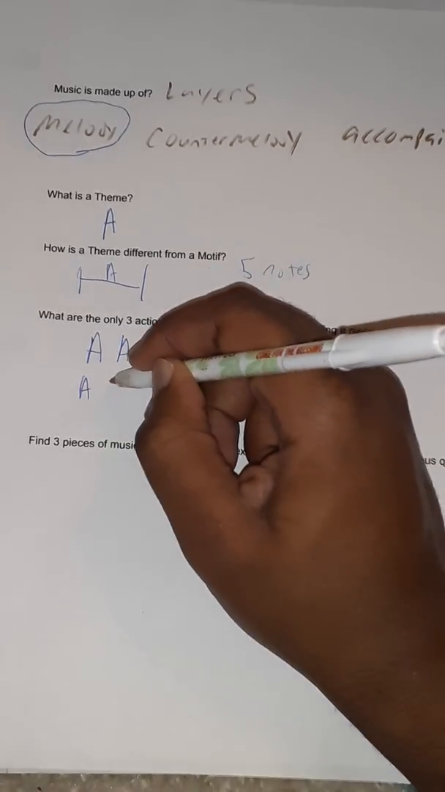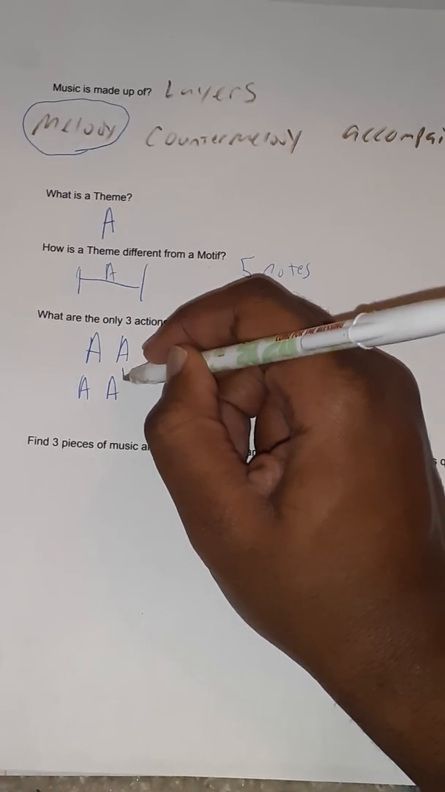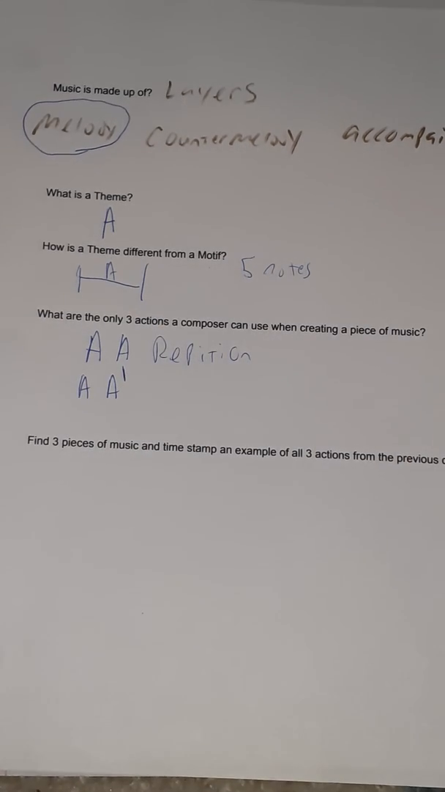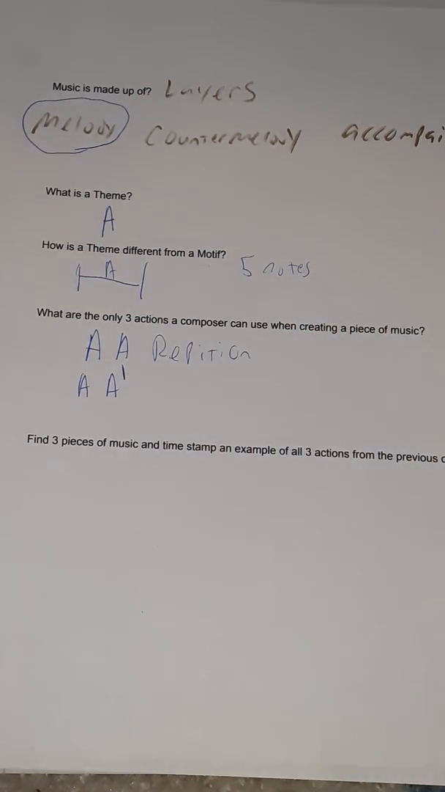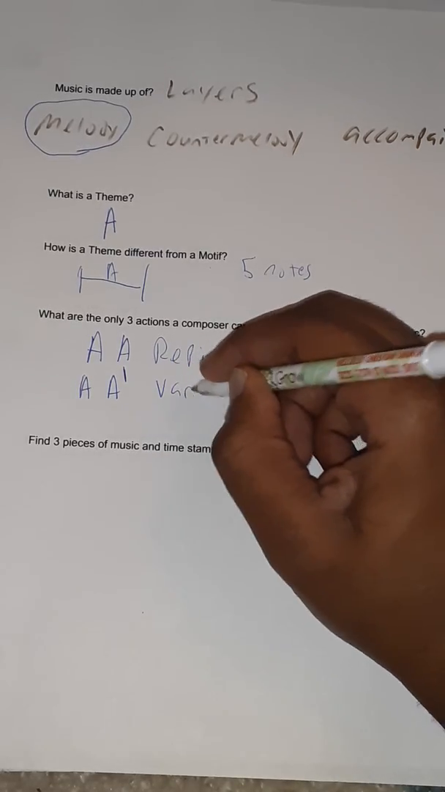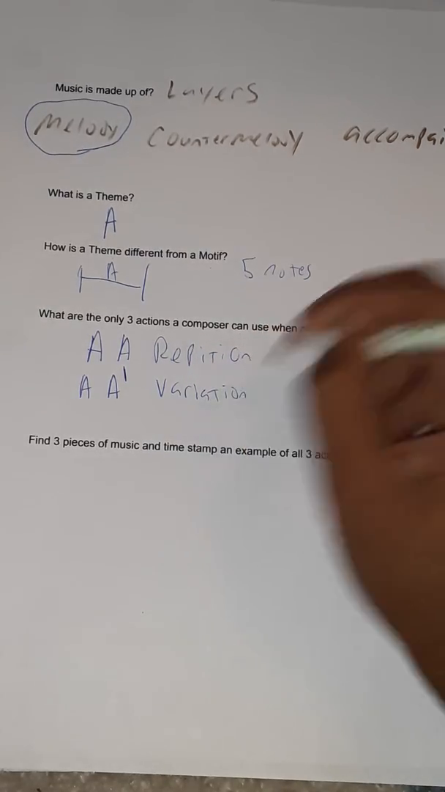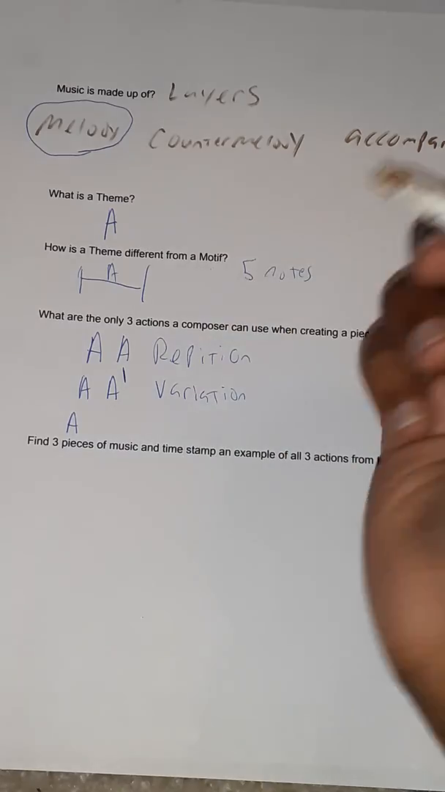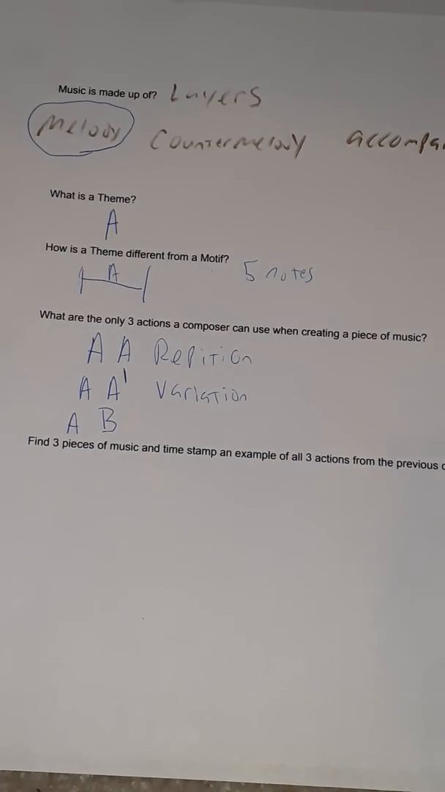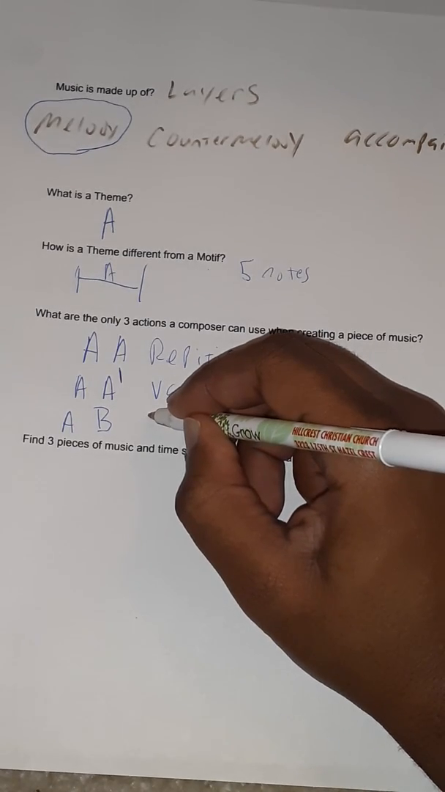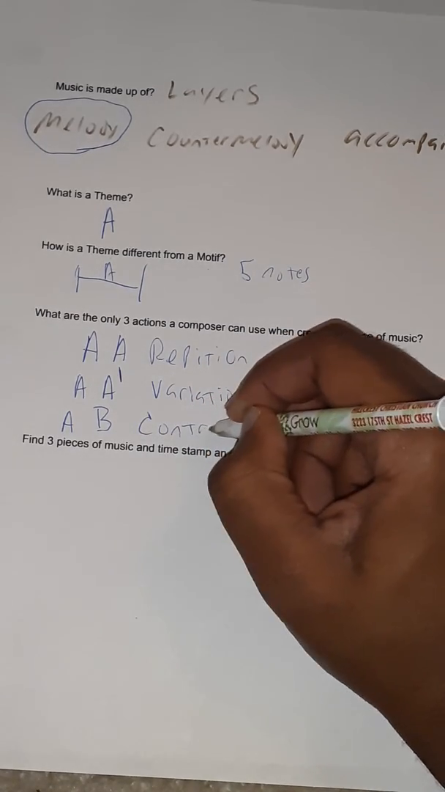I can start with A and then play A again, but do something a little bit different. Change something in the A so it doesn't sound exactly the same. That symbol there is called a prime symbol, and that's called variation. And then I can start with A and do something completely different, like put a new letter B, and that is called contrast.